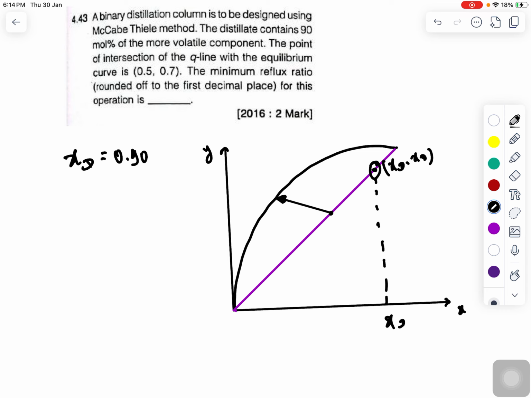In order to calculate the minimum reflux ratio, the rectifying section line, the stripping section line and the Q line should cut at the equilibrium line, right? So this rectifying section line should pass through this particular point, then only will you be able to calculate the minimum reflux ratio, right? And the coordinate of this point has been given to you, obviously 0.5 and 0.7.